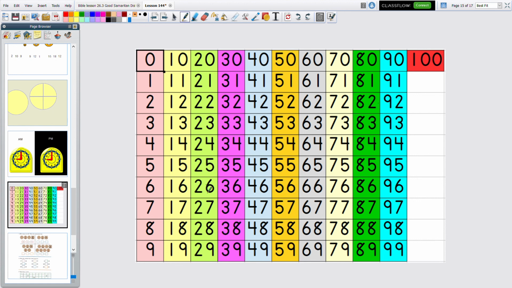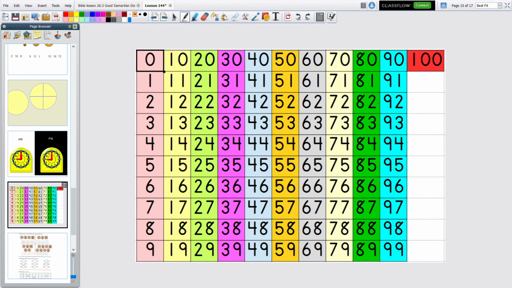Here we are. We have the number columns. And we're going to count by twos. We're going to start here. We start at the 0. But we're not going to start here. We're going to go down to here. We're going to count starting at 50. And we're going to stop at 100.